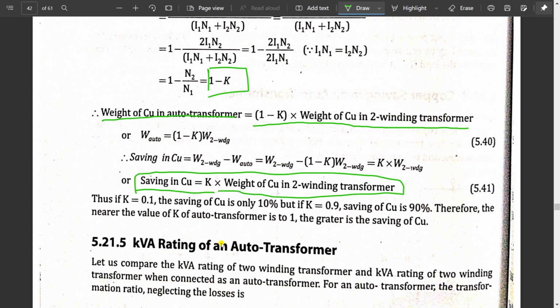For example, if K is equal to 0.1, the saving of copper is only 10%. If K is equal to 0.9, the saving of copper is 90%. Therefore, the nearer the value of K of the auto transformer is to 1, the greater is the saving of copper. It is very important: we have to take the K value near to 1.